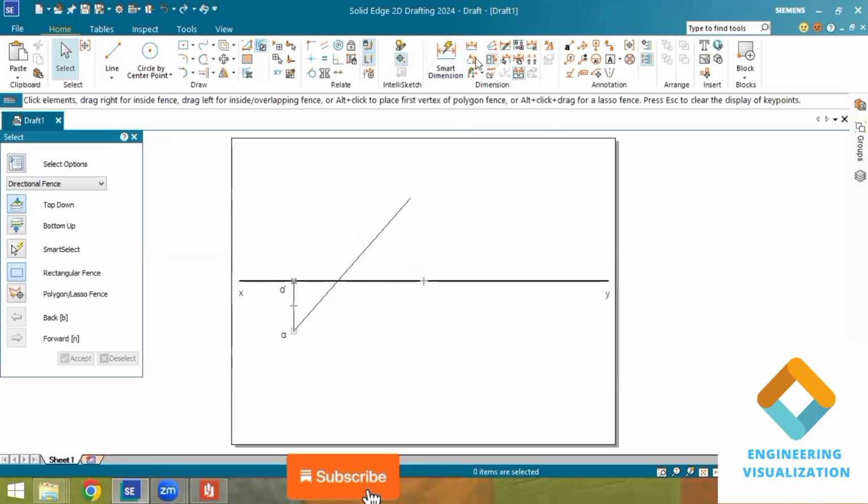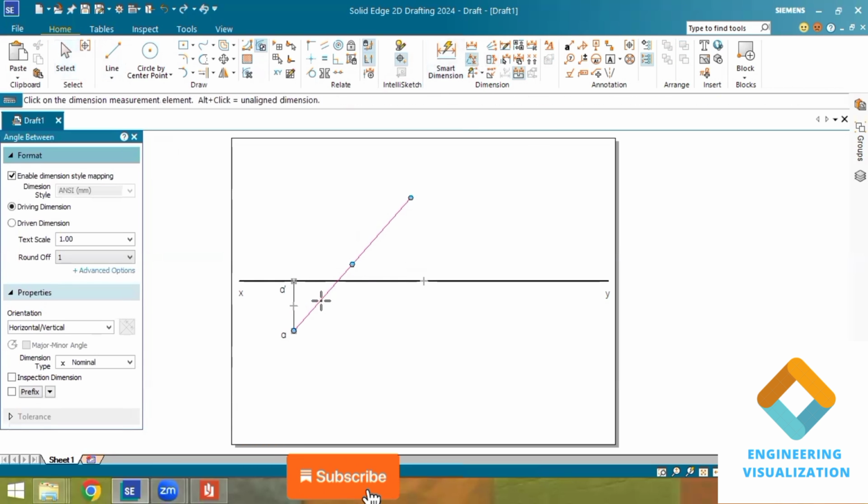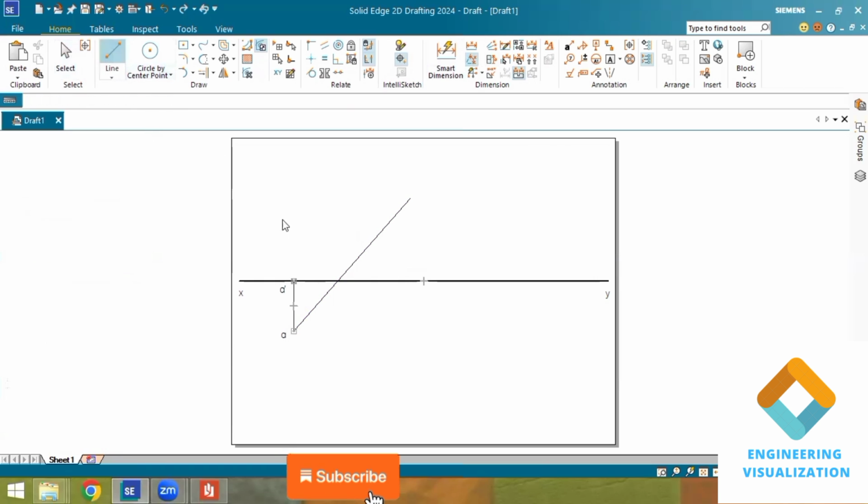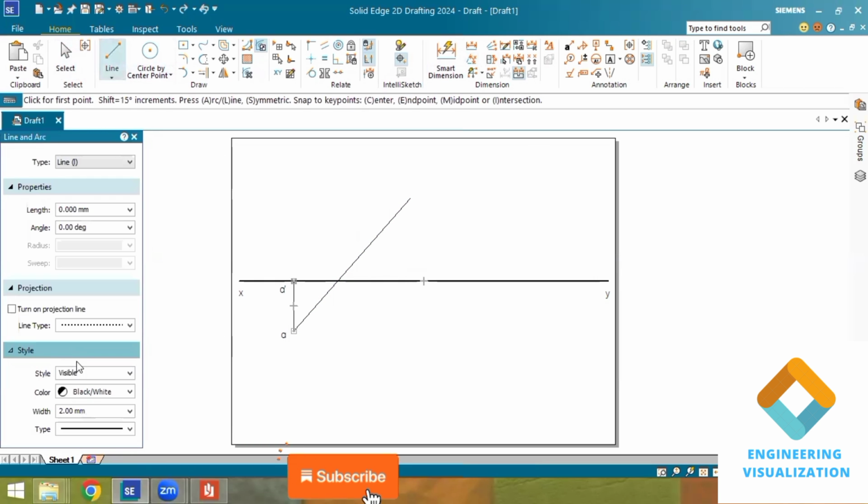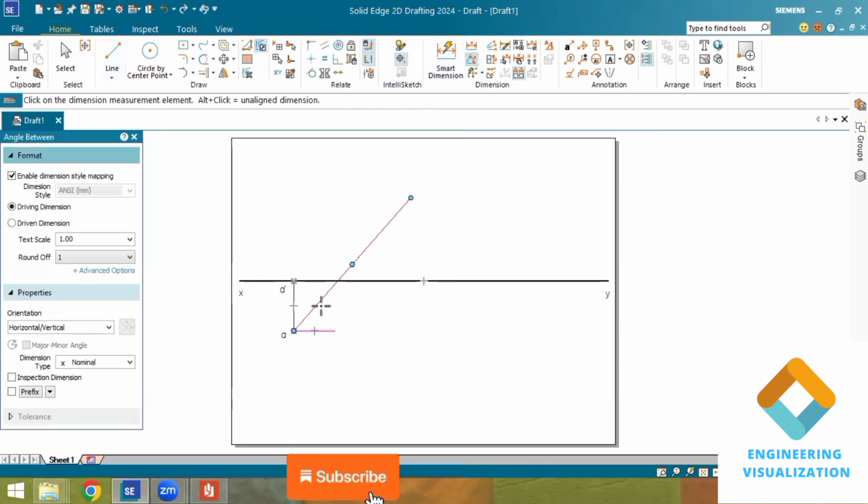I'll go to angle between. Before that, I'll draw one smaller horizontal line from the top A. Then go to angle between and select the angle between these two lines, and you get the angle. Now we can modify it and change it to 45. Yes, now it has been changed. This is the top view connecting line at an angle of 45 degrees.